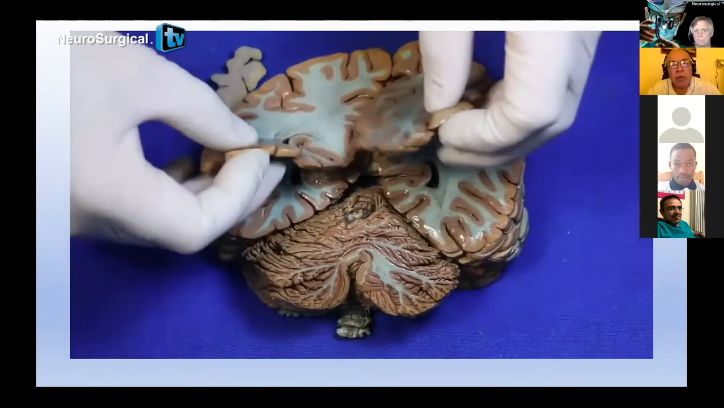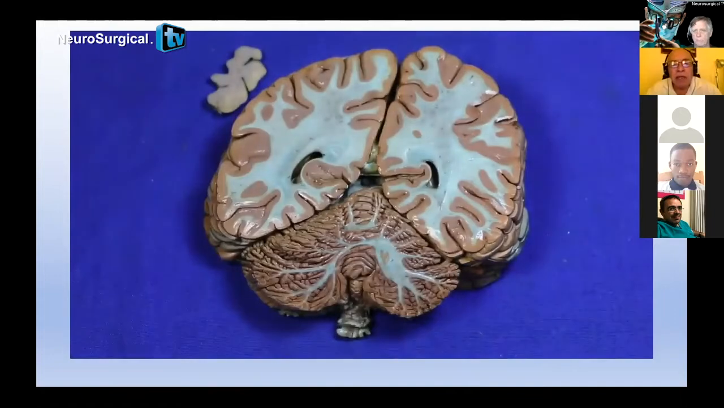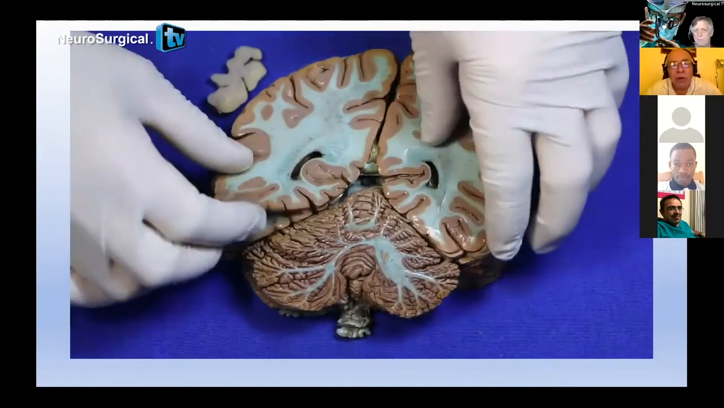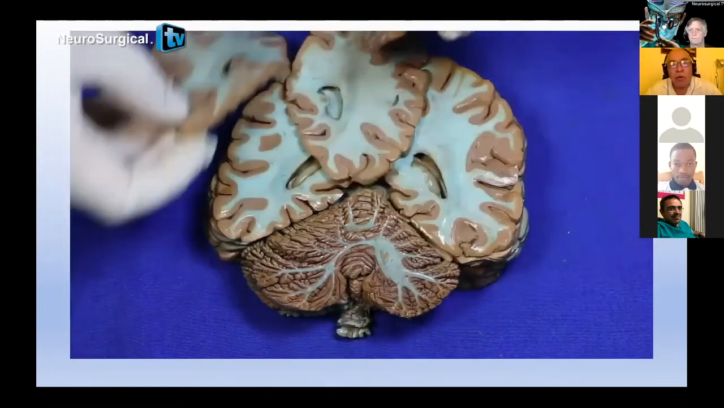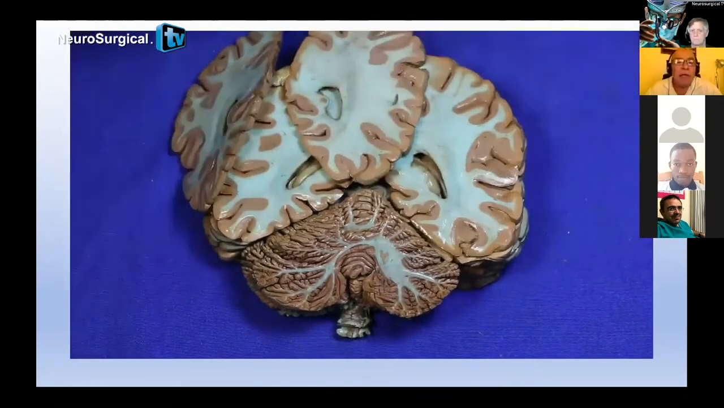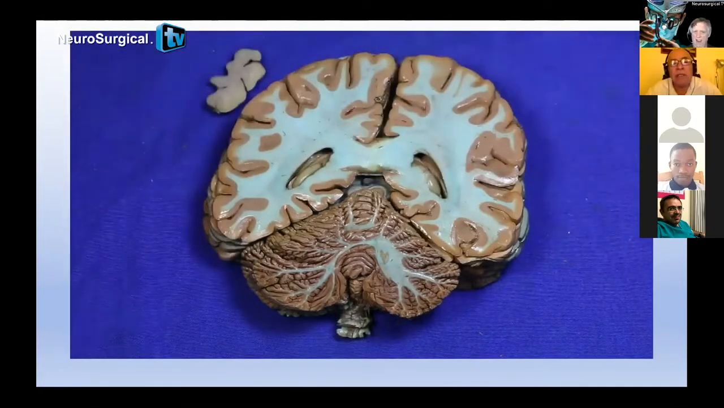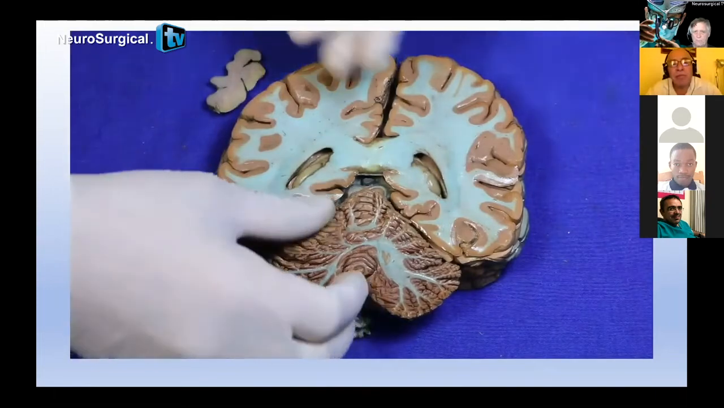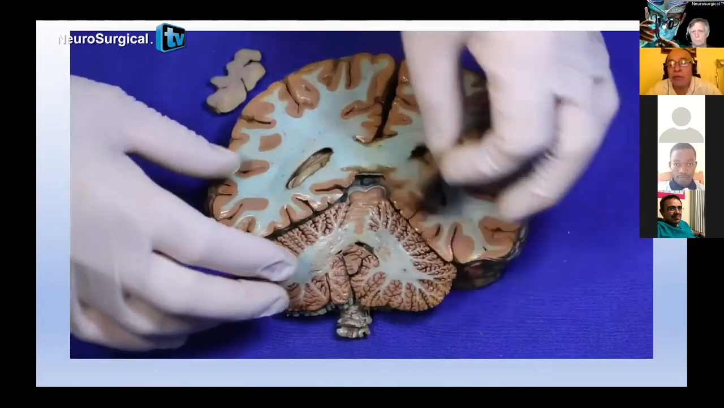Okay. So I am removing the coronal cuts of this brain. So I think this technique is very useful to understand the anatomy of some tracts, of some nuclei, the cerebellum.